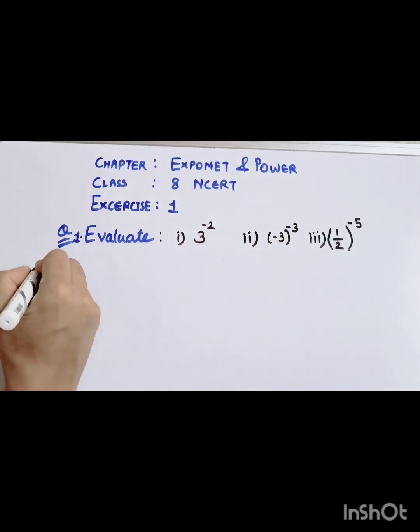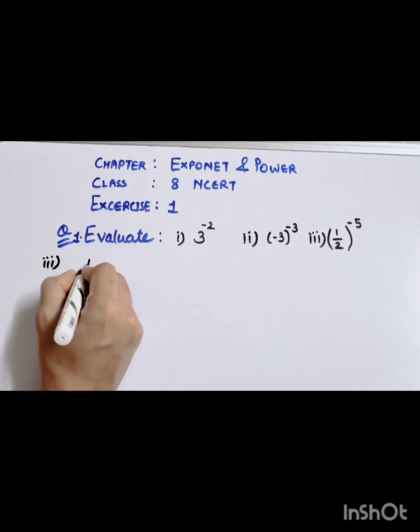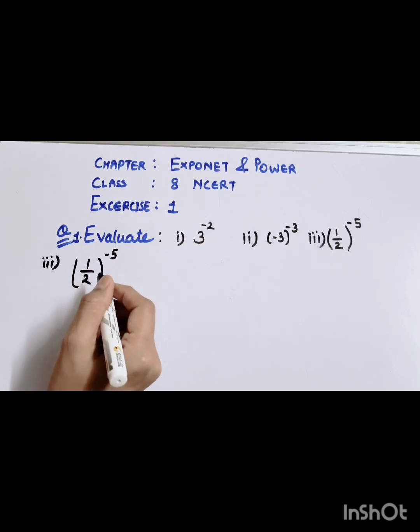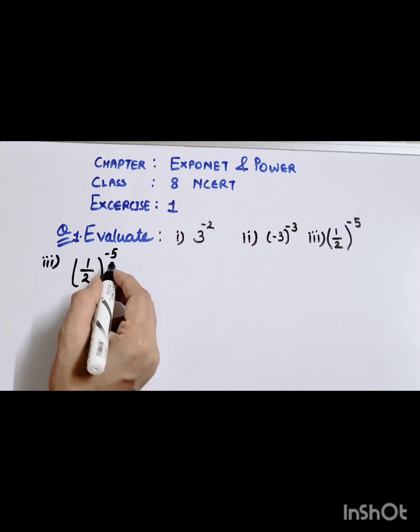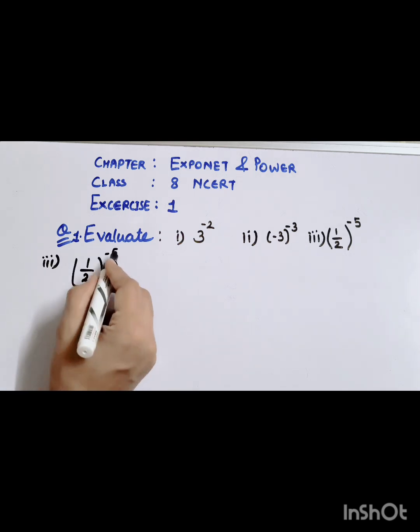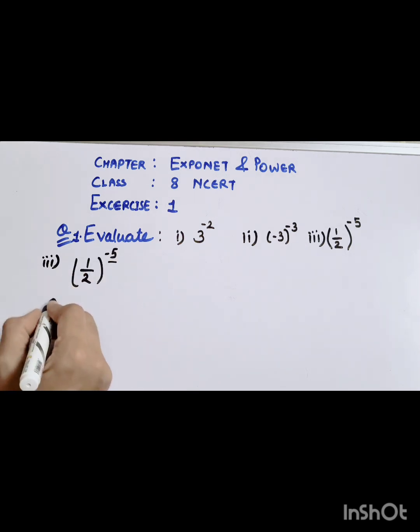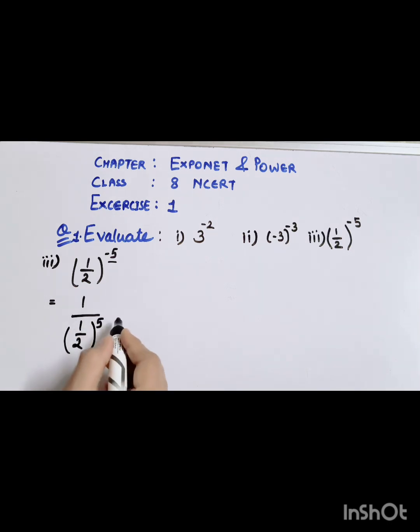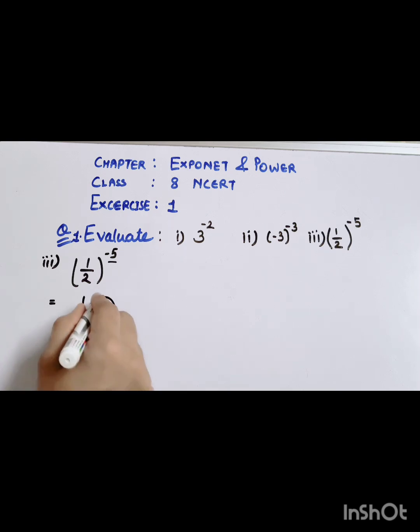Let's take the last one, that is 1 divided by 2 raised to the power minus 5. Okay, now what will we do first? First we'll remove this negative power. So 1 divided by 1 by 2 raised to the power 5. Okay, now we have two fractions. So what do we do when we have two fractions? We will reciprocate the denominator.